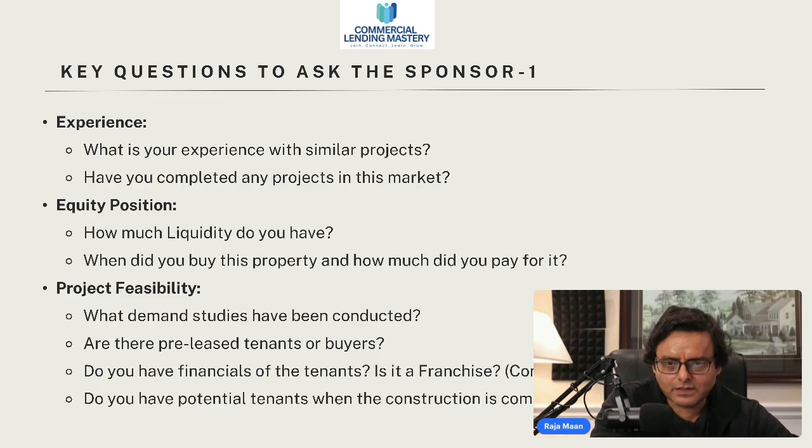And we want to see their experience, the sponsor experience, or GC experience, how many projects they have done, and whether they have completed any project in this particular market, so you know the market. Equity position: how much liquidity do you have?